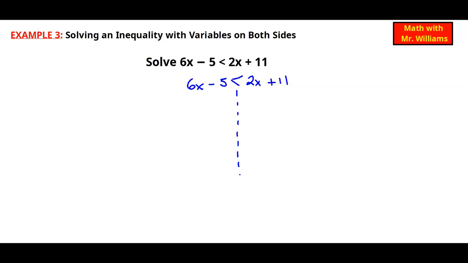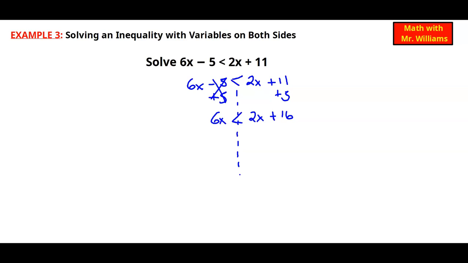All right, so I identify my like terms. We have a negative 5 and a positive 11. We have a 6x and a 2x. So I like to start with the lowest one. So I see minus 5. So I'm going to add 5 to both the 5 and the 11 because those are like terms. This will cancel the 5's on the left, leaving me 6x is less than 2x, and 11 plus 5 is 16. All right, so now I have like terms of 2x and 6x.